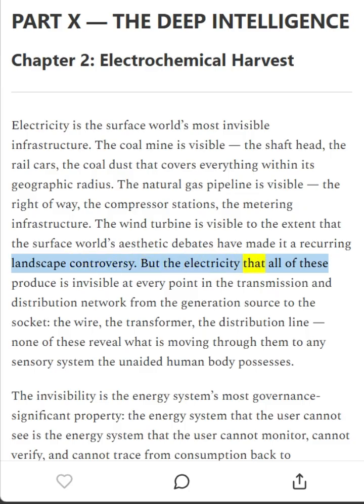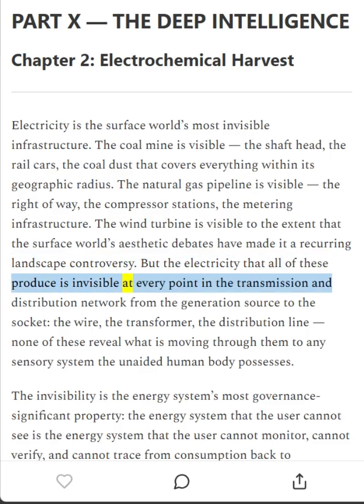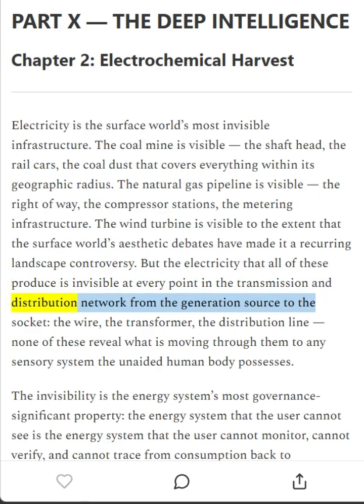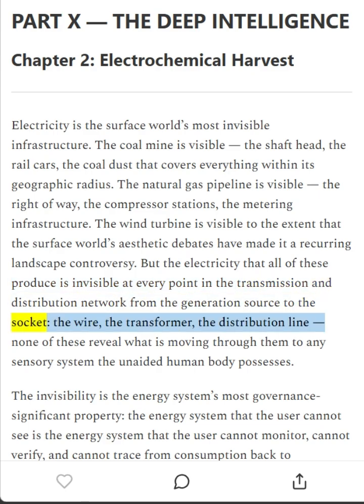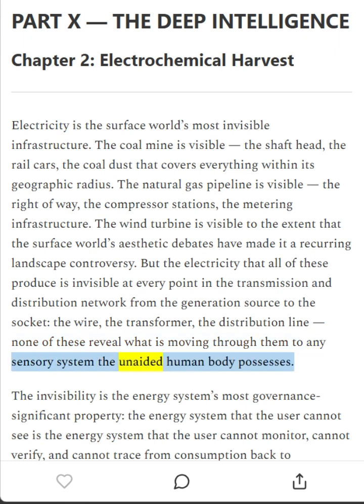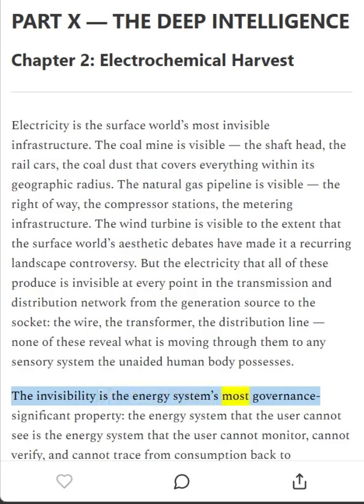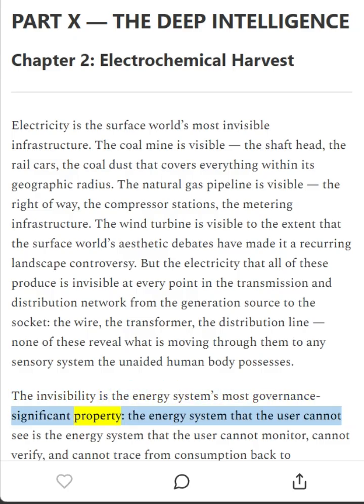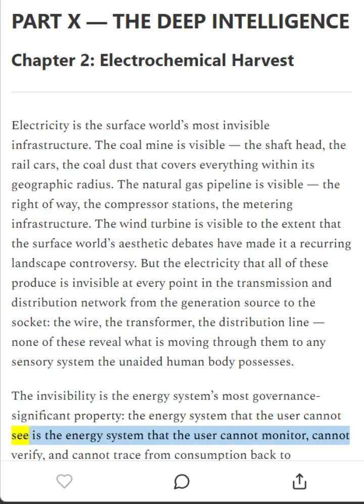But the electricity that all of these produce is invisible at every point in the transmission and distribution network, from the generation source to the socket, the wire, the transformer, the distribution line. None of these reveal what is moving through them to any sensory system the unaided human body possesses. The invisibility is the energy system's most governance-significant property. The energy system that the user cannot see is the energy system that the user cannot monitor, cannot verify, and cannot trace from consumption back to consequence.